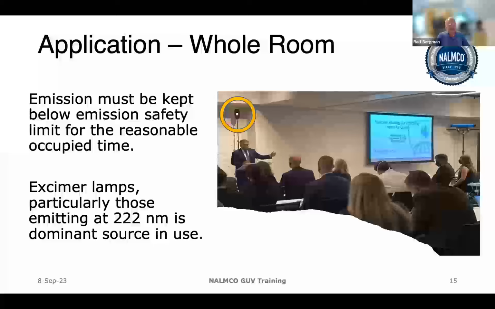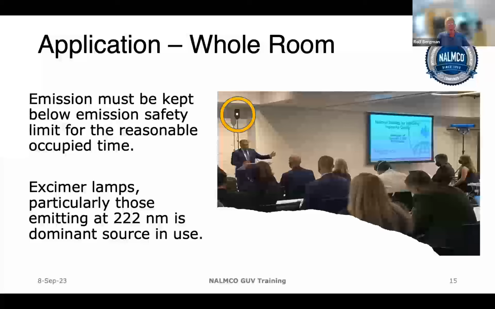Whole room. Here, the emission must be kept below emission safety limits, again, for a reasonable amount of time. Here we see an example in the yellow circle where an excimer lamp is put on a stand. Most of the radiation is above the heads of the people, and it's sort of a beam, which is about 30 to 40 degrees wide. So when you stand underneath it, there is no irradiation close at hand.